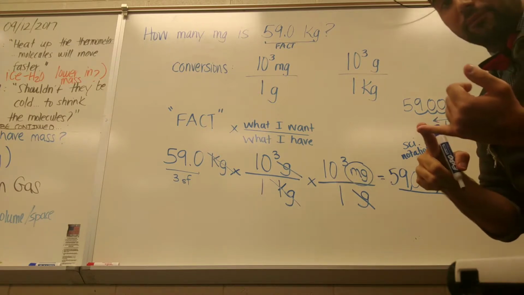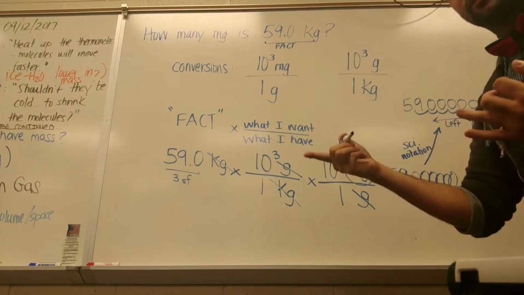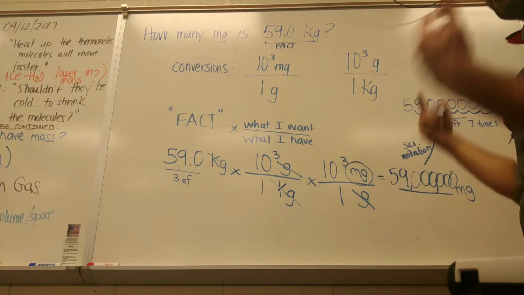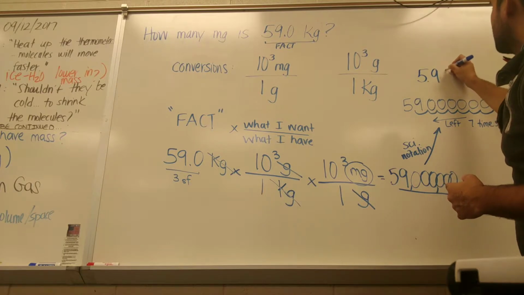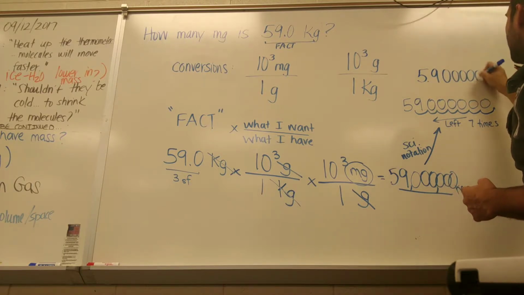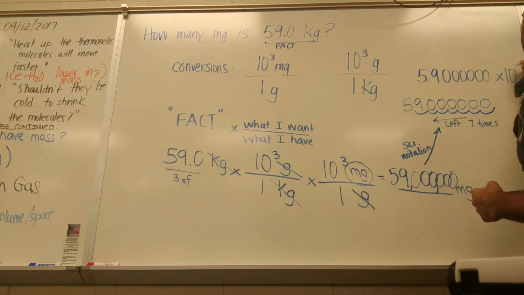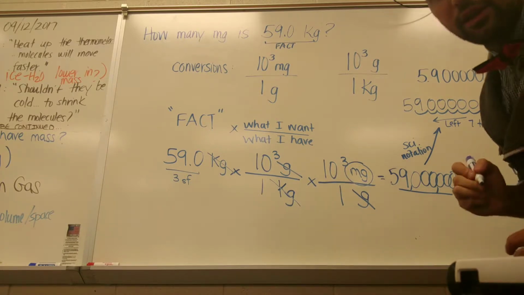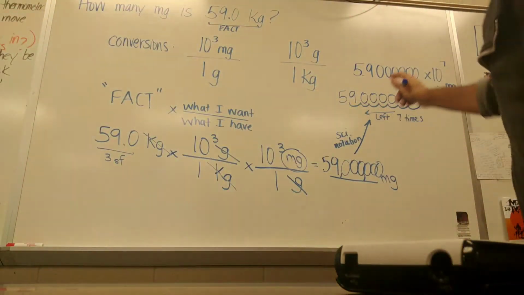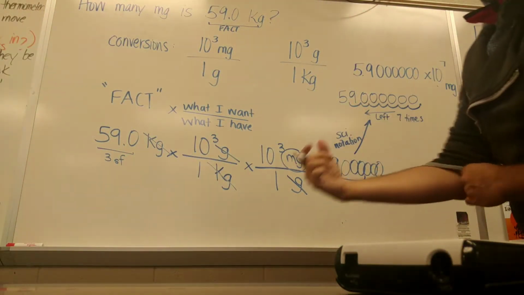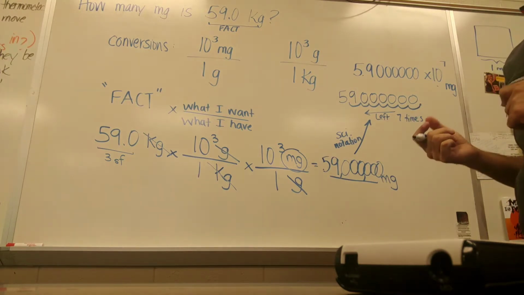This is a large number, and if I move my decimal point to the left, this is going to be a positive exponent in my scientific notation. So 5.9, 1, 2, 3, 4, 5, 6 times 10 to the 7th milligram. Okay? I'm hoping you could see that up there. So 5.90 times 10 to the 7th milligram. And that's a lot of zeros still.